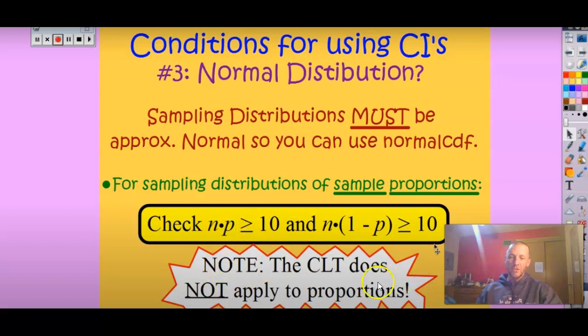Note, central limit theorem does not apply with proportions. It doesn't make any difference. That doesn't work. It's not something that we can use. The central limit theorem is out the window when we're talking about proportions.